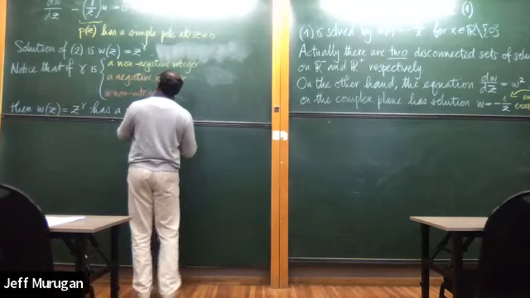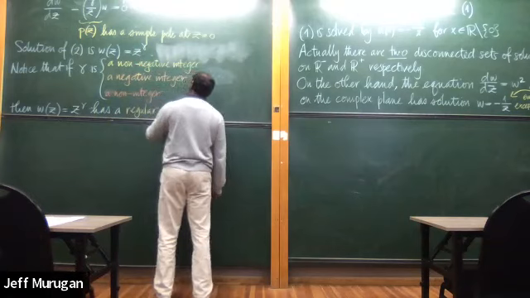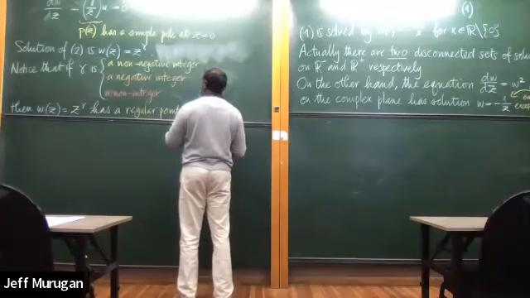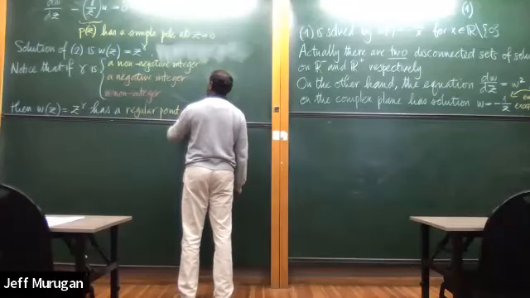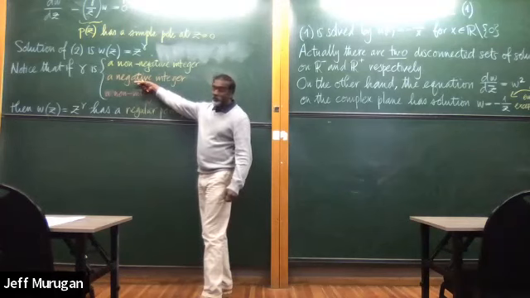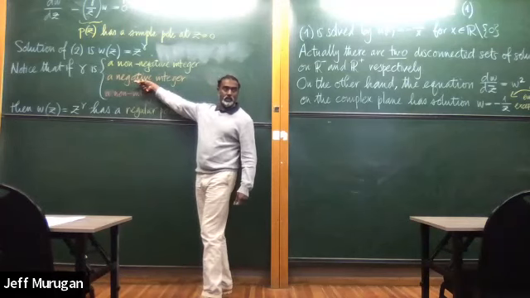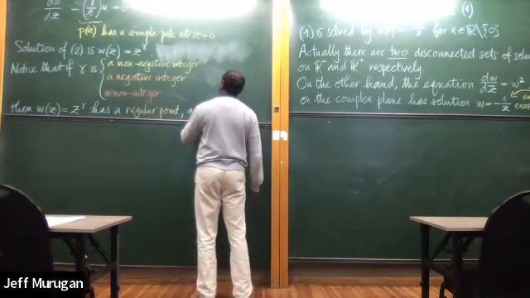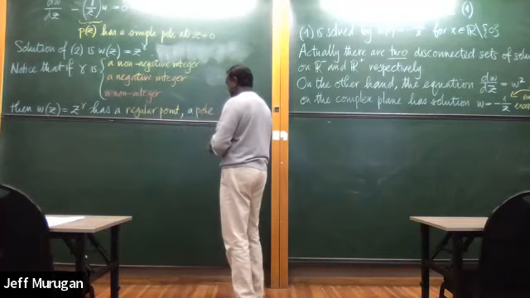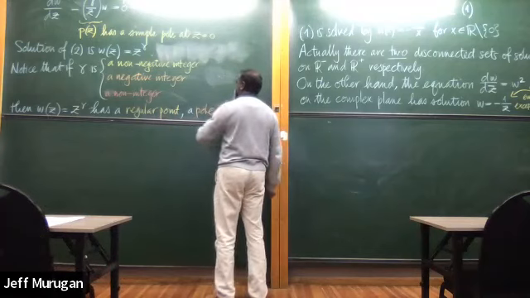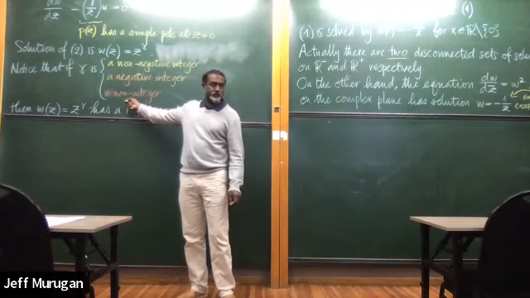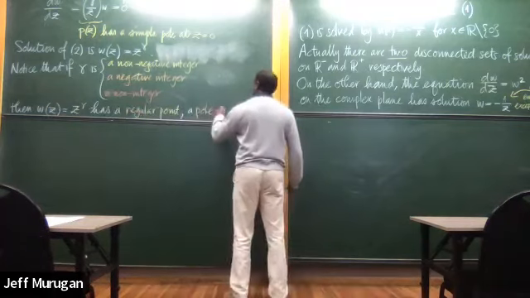If it's analytic at Z equals 0, then we say that it has a regular point at Z equals 0. If gamma is a negative integer, like -1, -2, then my function looks like 1 over Z, 1 over Z squared, etc. Then it has a pole at Z equals 0. Or if it's a non-integer, like a half, so I have square root of Z, then it has a branch point.